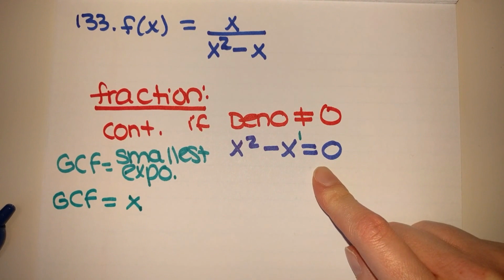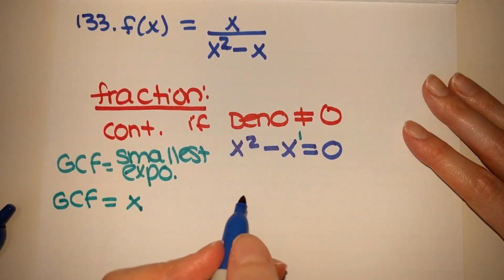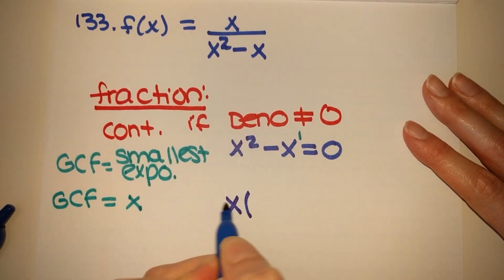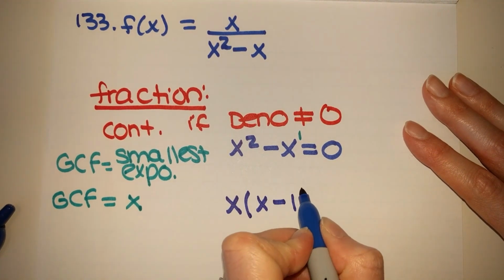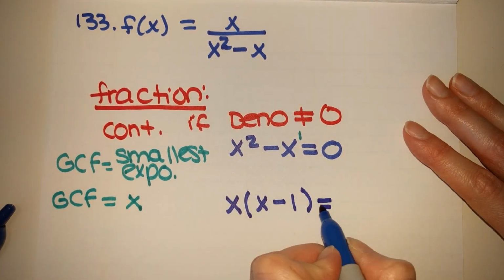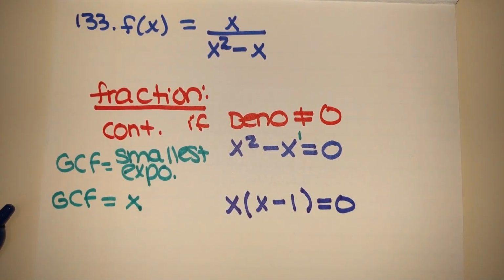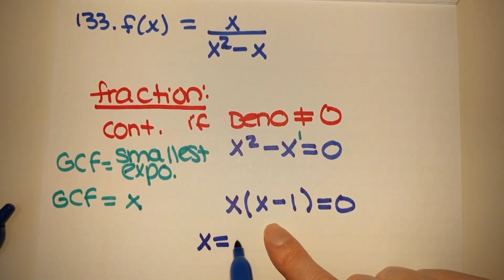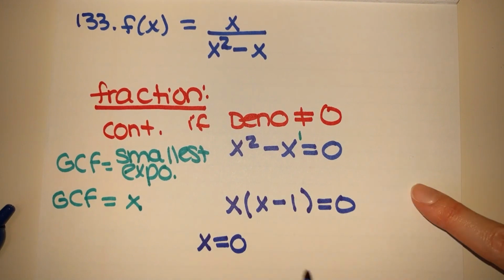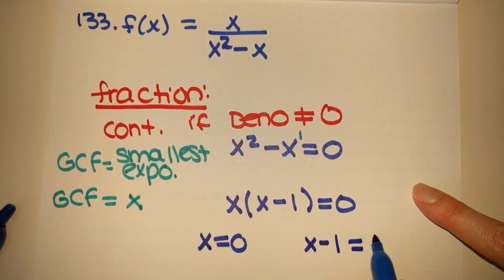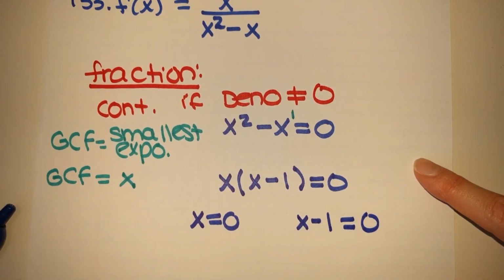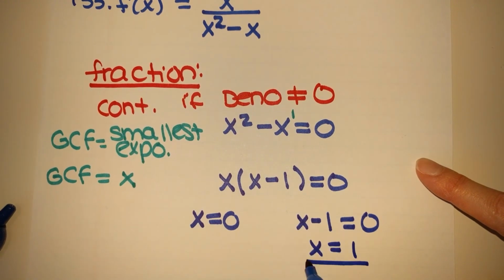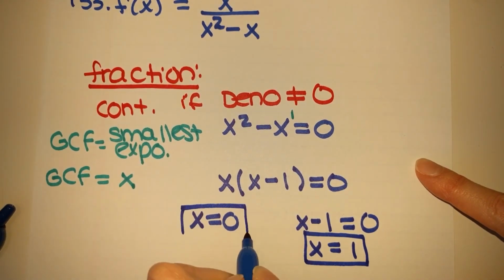So as a polynomial equation, we will solve by factoring first out an x, and that will leave us with x times (x minus 1) equal to 0. Now, at this point, it is factored, so we can set the x equal to 0, and the x minus 1 equal to 0. Solving, we get x is equal to 1, and x is equal to 0.